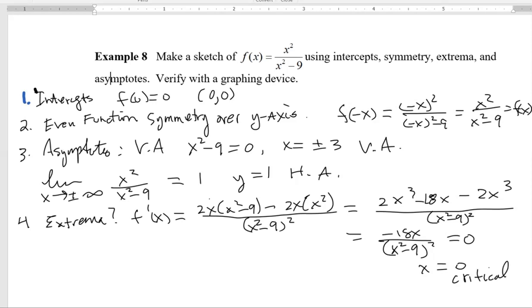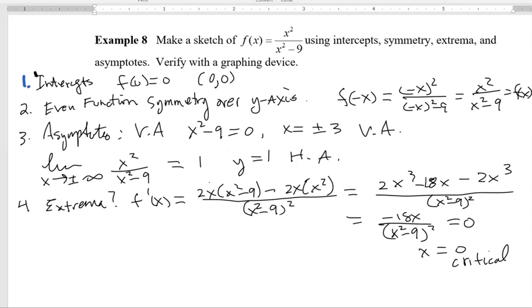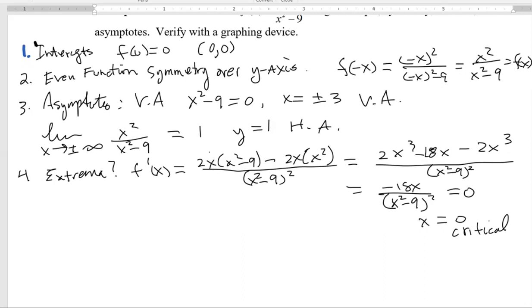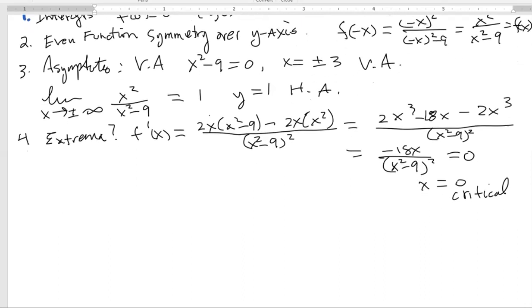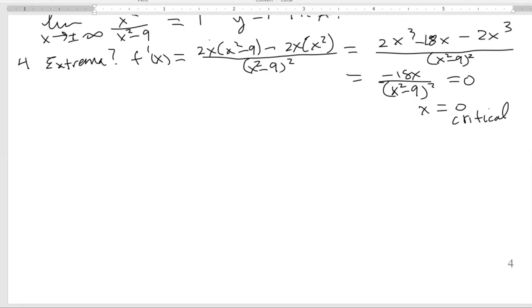Now it's up to us to test what that number does. Is it a maximum? Is it a minimum? So let's try out. That was slow motion. Okay. So you have your choice. You can try your second derivative test. I'm not going to mess with it. I'm going to go with the first derivative test. We've already got the derivative. Why should we bother? So stay inside those asymptotes.